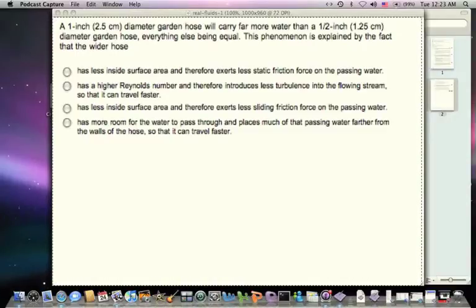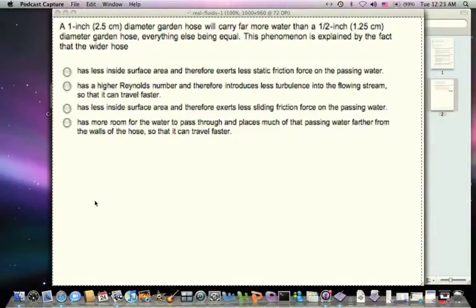This phenomenon is explained by the fact that the wider hose: one, has less inside surface area and therefore exerts less static friction on the passing water; two, has a higher Reynolds number and therefore induces less turbulence into the flowing stream so that it can travel faster; three, has less inside surface area and therefore exerts less sliding friction force on the passing water; four, has more room for the water to pass through and places much of that passing water farther from the walls of the hose so that it can travel faster.